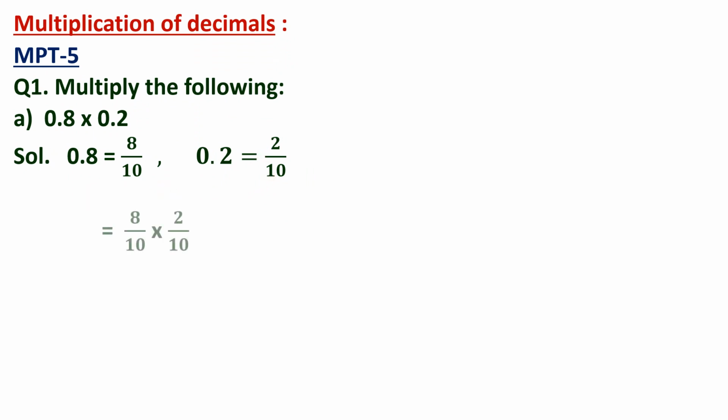Now we have to multiply both the fractions, that is 8 by 10 into 2 by 10. And in the fraction chapter we have learned how to multiply two fractions. Numerators will be multiplied together and denominators will be multiplied together. You can see here 8 into 2 divided by 10 into 10. So we are getting here 16 by 100, and this 16 by 100 can be written as 0.16 in decimal. Because two zeros are here in the denominator, from the right hand side we will count two digits and then we will put the decimal. So we are getting 0.16 and this is our answer.